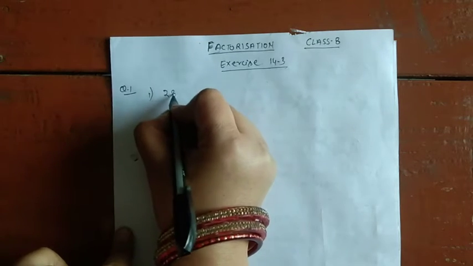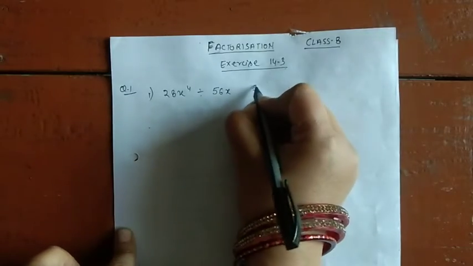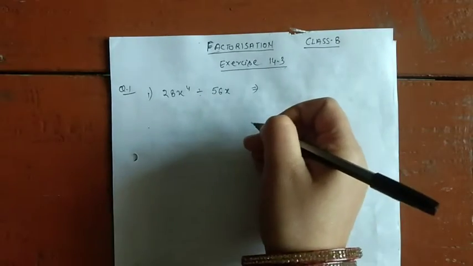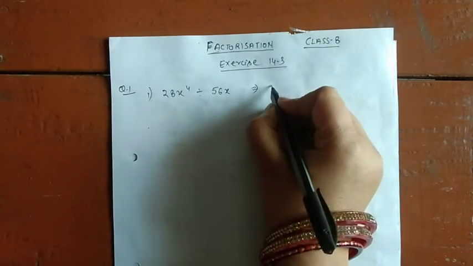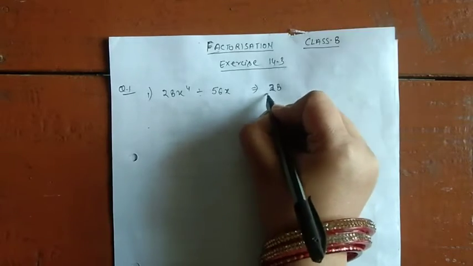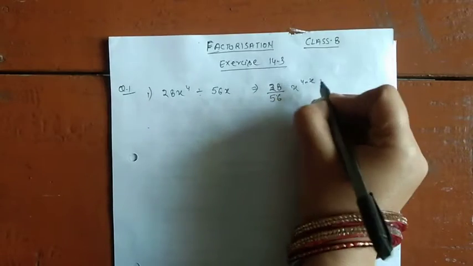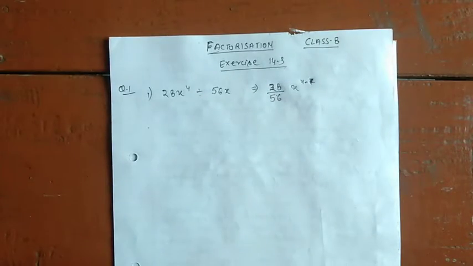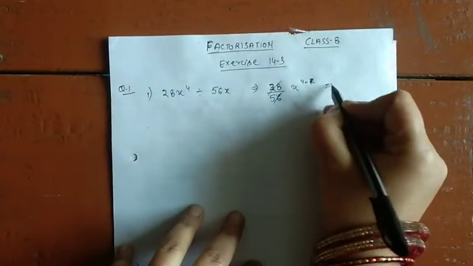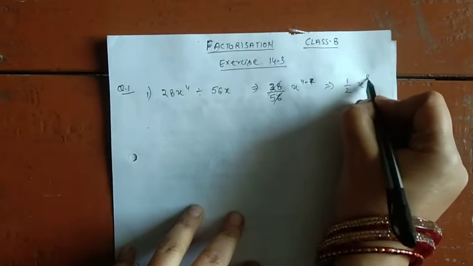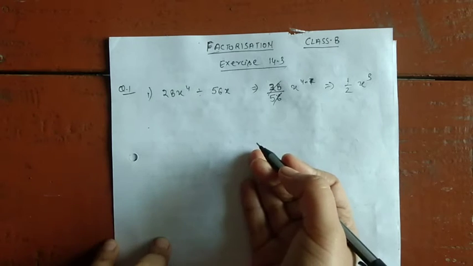It is 28x to the power 4, and it needs to be divided by 56x. What I have told you, you can use the irreducible form, or you can use the method of exponent and power also. I find the method of exponent and power quite easier for solving the question, so I am using that method. You can also use the irreducible form. Just see, it will be cancelled out. So the result is half x to the power 3.